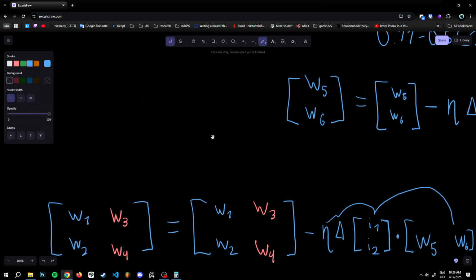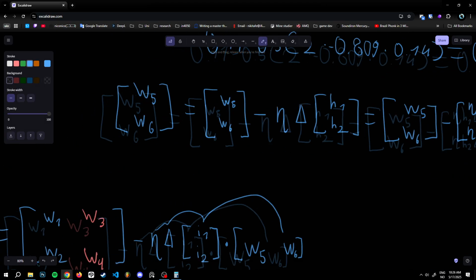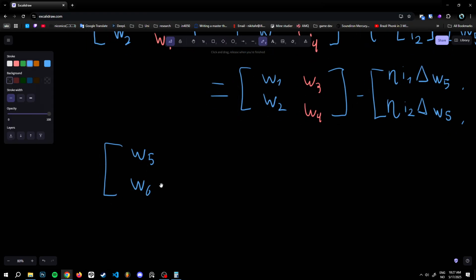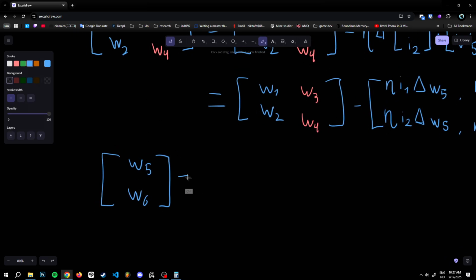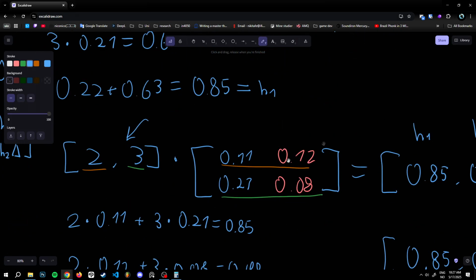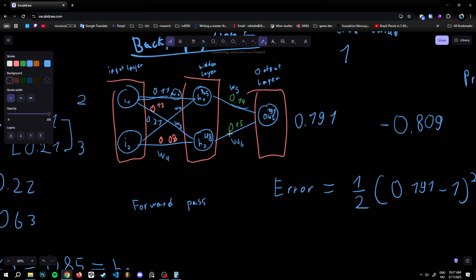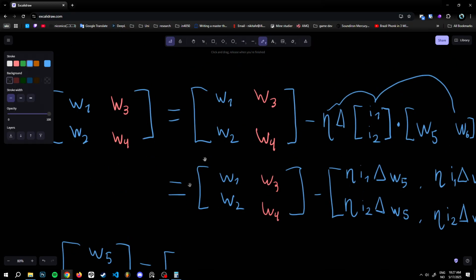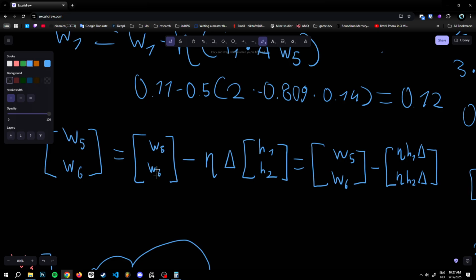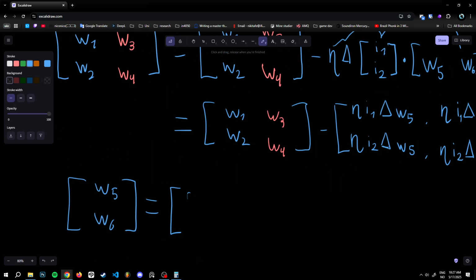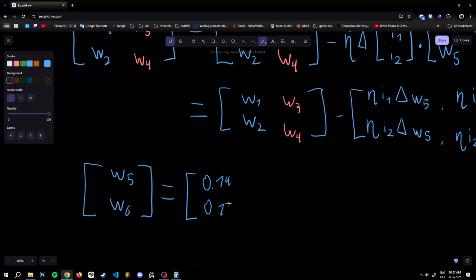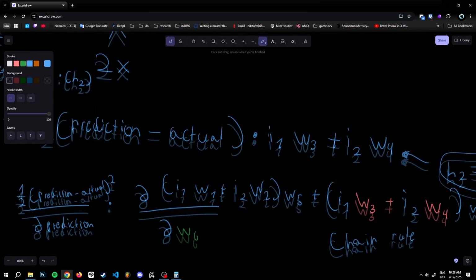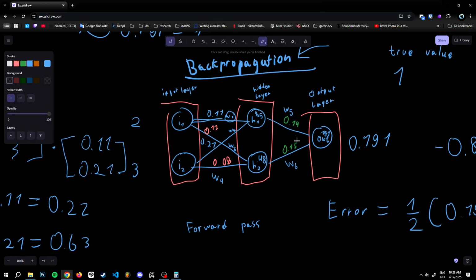So now we can do the calculation. To first do the calculation for W5, the 5th and 6th weight, we see what its current weight is: 0.14, 0.15. Then we put it into the matrix, because remember, here are our current weights, 0.14, 0.15, from our current weight 5 and weight 6 in our neural network.